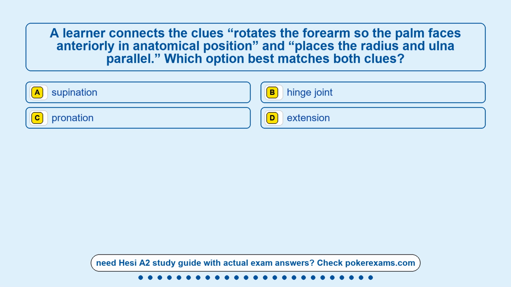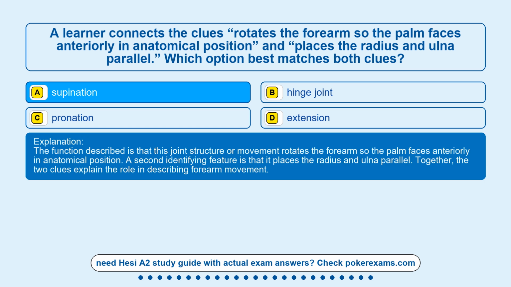Question 10. A learner connects the clues, rotates the forearm so the palm faces anteriorly in anatomical position and places the radius and ulna parallel. Which option best matches both clues? Option A, supination. Option B, hinge joint. Option C, pronation. Option D, extension. The correct answer is option A, supination.